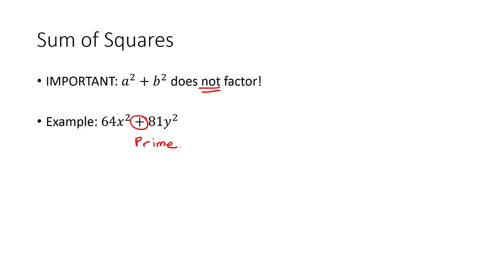Because there's a plus in there, we say this polynomial is prime. Just like a prime number has no factors besides 1 and itself, this polynomial has only two factors, 1 and itself. We cannot factor a sum of squares.